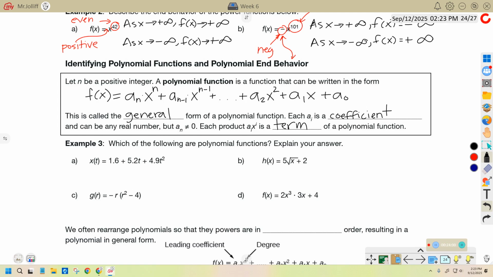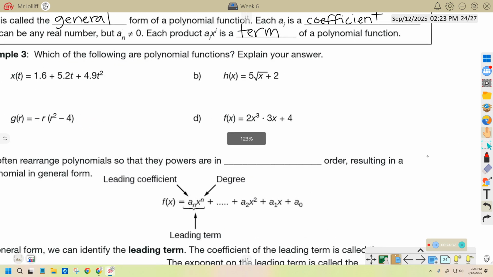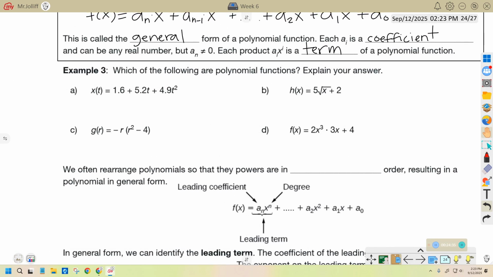There is a catch in that you'll notice here, unlike with power functions, for polynomials, we are limiting n to positive integers. No square roots, no fractional exponents, no negative exponents, positive integers. Knowing that, I'm going to ask you some questions. Which of the functions shown below are polynomials?